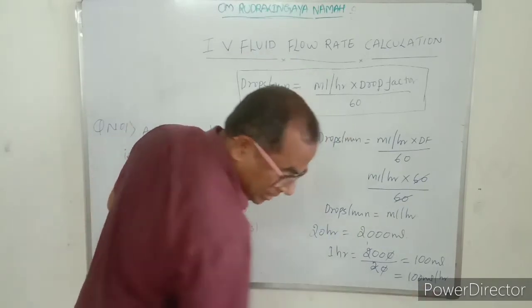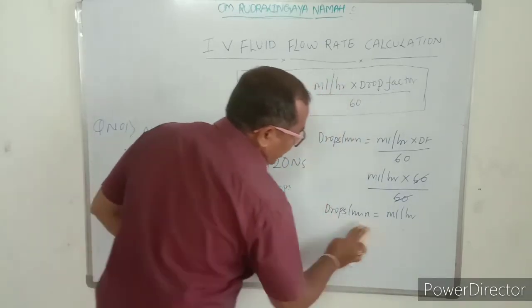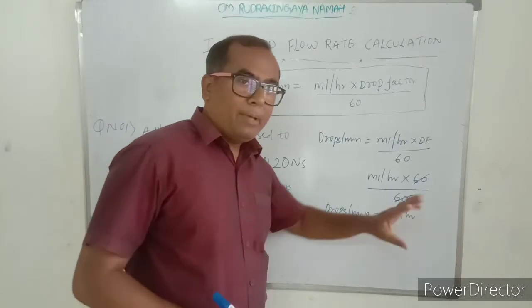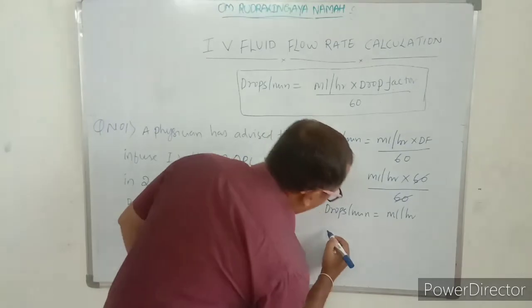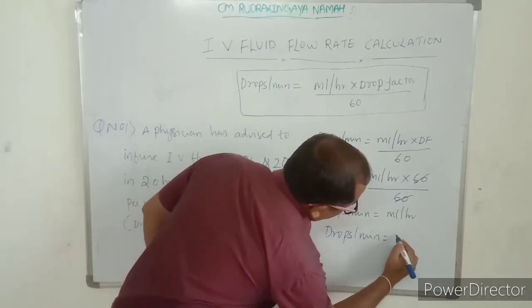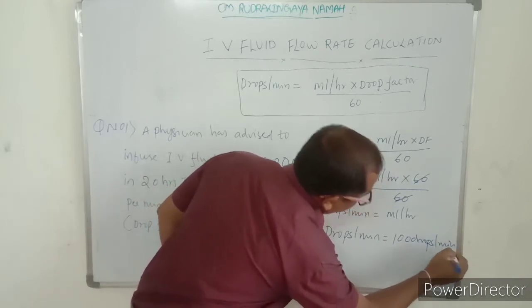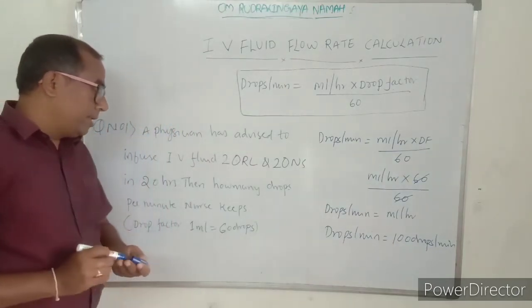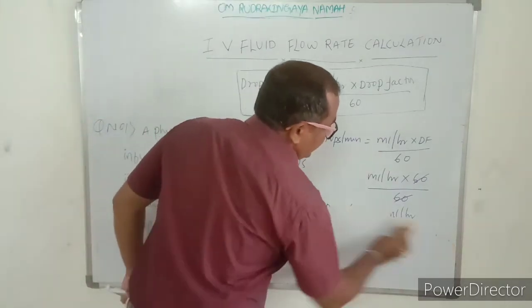So 100 ml per hour is nothing but 100 drops per minute, because in case of micro drip set, when the drop factor is 60 drops per ml, whatever the ml per hour is, that many drops per minute we have to keep. So drops per minute is equal to 100 drops per minute. Okay, so this is in case of micro drip set, when the drop factor is 1 ml is equal to 60 drops. Okay, so one more example we'll see.